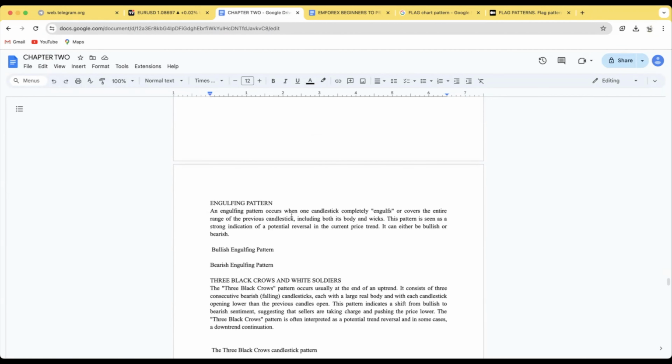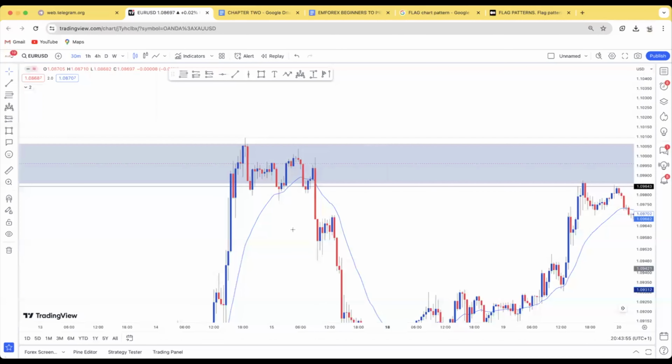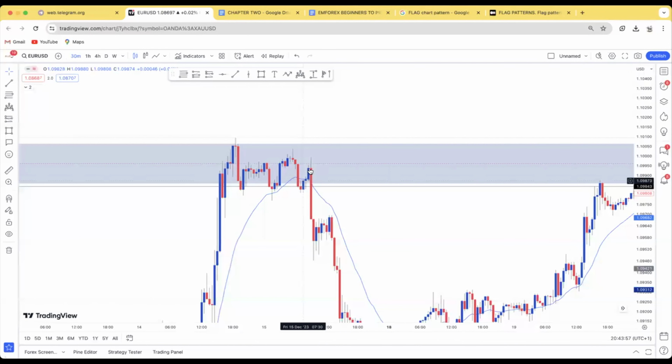An engulfing pattern occurs when one candlestick completely engulfs or covers the entire range of the previous candlestick, including both its body and its wick. This pattern is seen as a strong indication of a potential reversal in the current price trend. It can either be bullish or bearish. So let's see for engulfing. This is an engulfing pattern here. It covers the previous candle both with the body and with the wick.